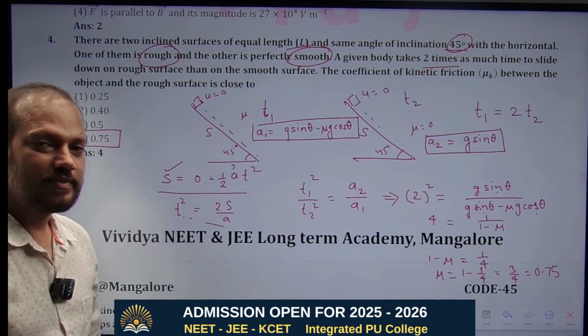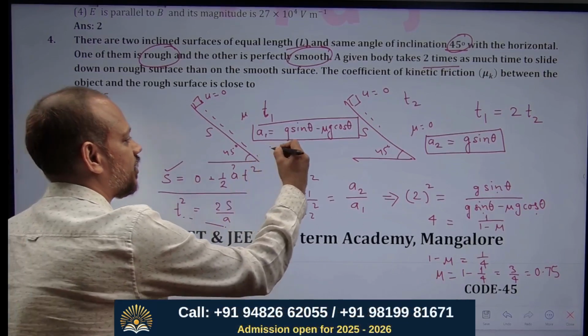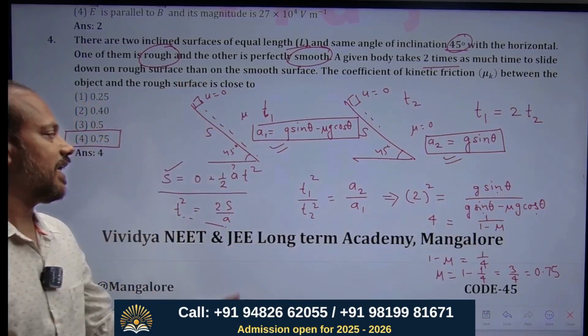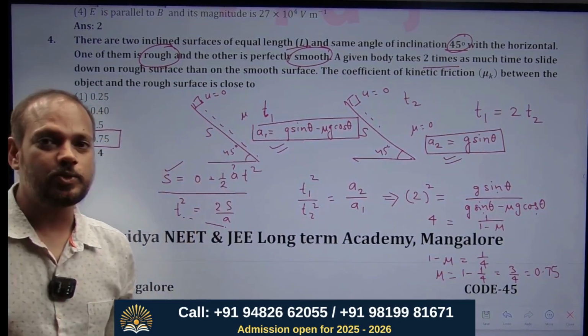And that's how you will get your answer as 0.75. Okay. So the question is based on kinematics, and you need to know the acceleration on the rough surface and the acceleration on the smooth surface and relate the common displacement with the acceleration. Okay. So see you in the next question.